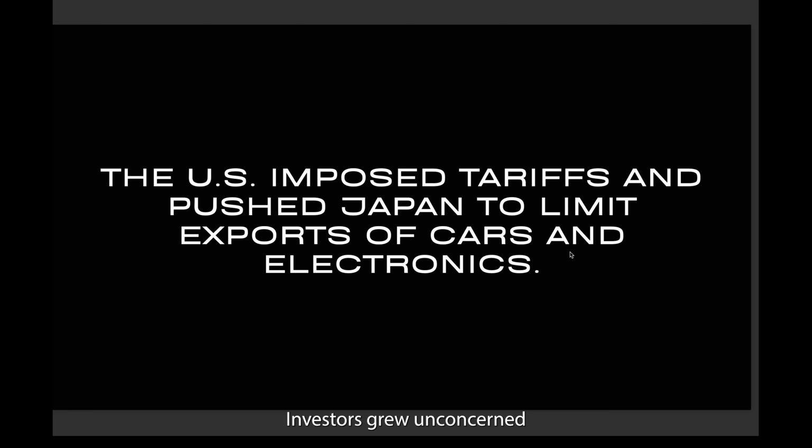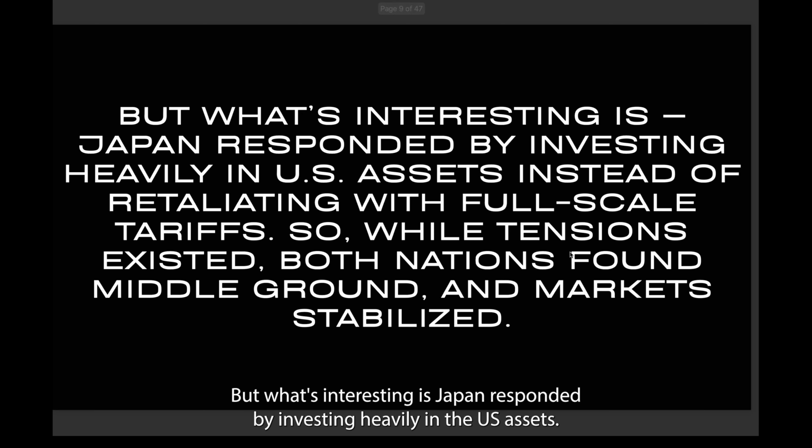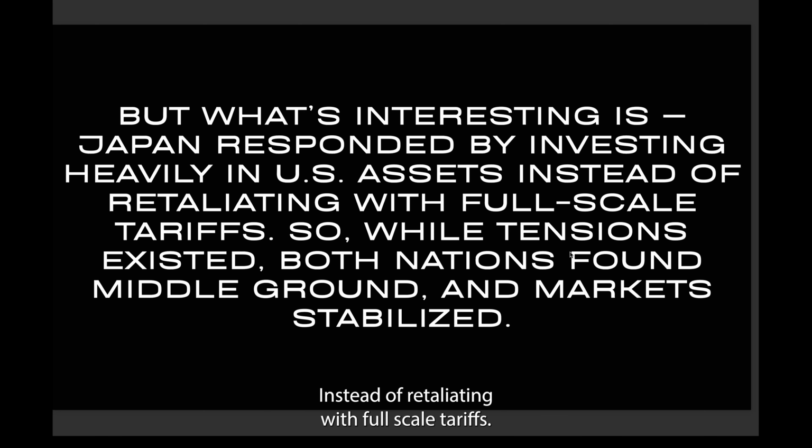Investors grew concerned about rising protectionism, and there were short-term sell-offs. But what's interesting is Japan responded by investing heavily in US assets instead of retaliating with full-scale tariffs. So while tensions existed, both nations found middle ground and markets stabilized. Still, it was a clear signal. Trade tensions, even without a full-blown war, can lead to volatility.